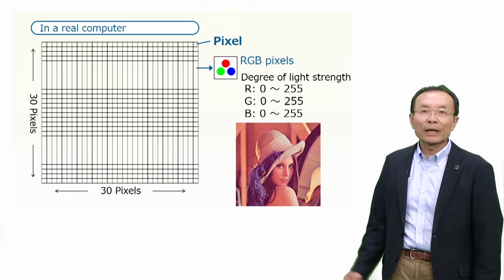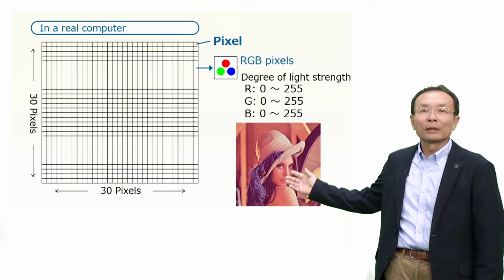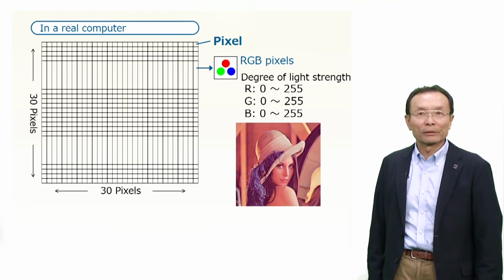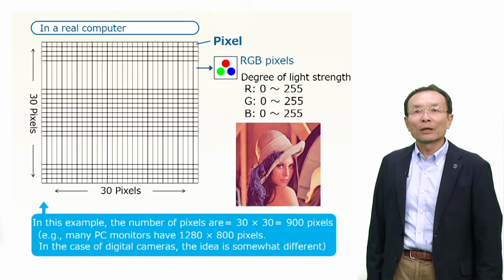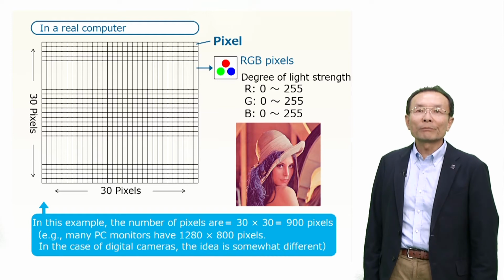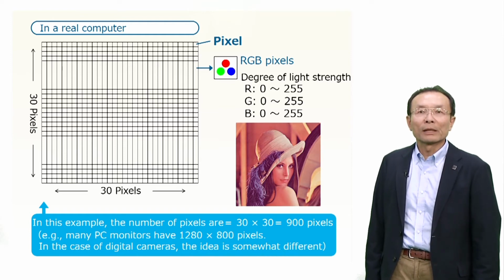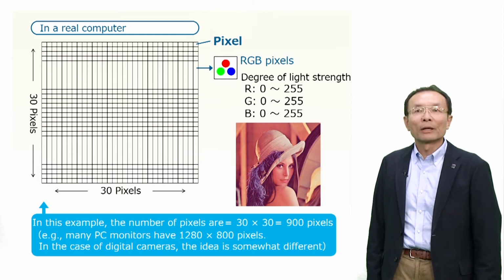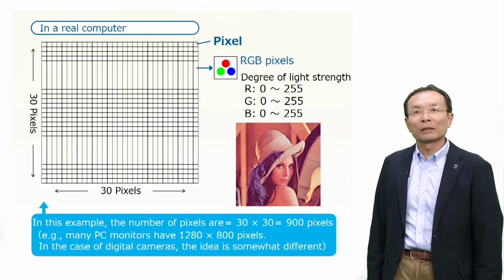For example, this diagram is made of 30 vertical pixels and 30 horizontal pixels. That is, here are 30 by 30 picture elements. The total is 30 times 30, 900 pixels. Among ordinary PCs, many monitors and screens have 1280 times 800 pixels, for example, meaning 1280 horizontal and 800 vertical pixels. Digital cameras use pixels, but the idea is somewhat different, so we will omit it here. But they are used in essentially the same way.